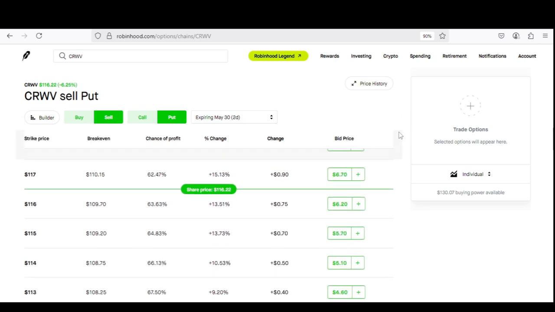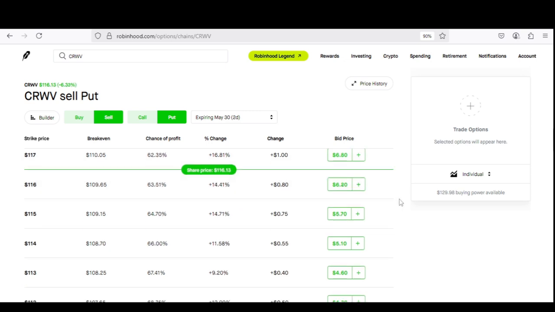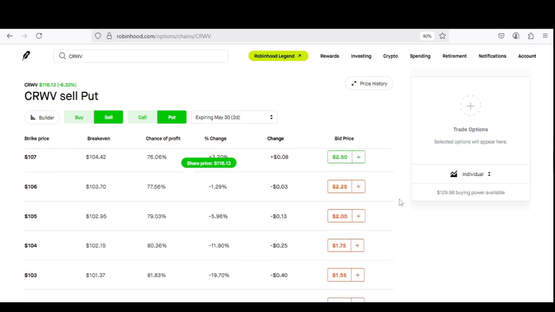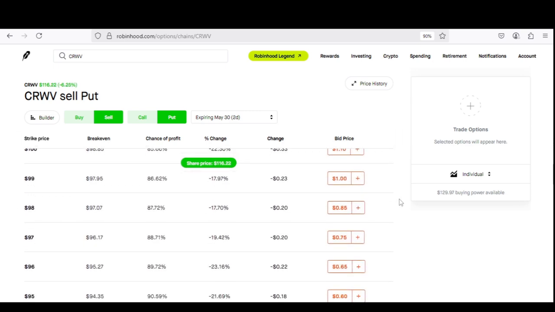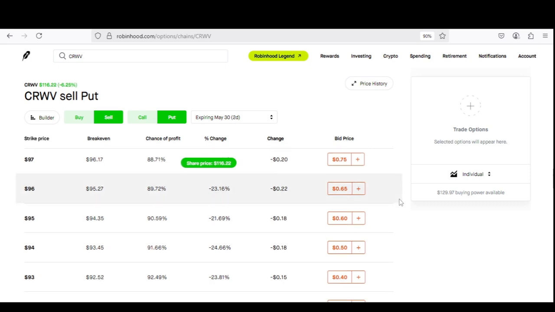and then I'm going to go ahead and choose my strike price. The strike price I'm going to be choosing is going to be below the current share price. The current share price is around $116. So this is the strike price I would choose if I were to trade CoreWeave right now. So let's go all the way down and look for that one that's going to be most beneficial for me. So I would be going with the $94 strike price.